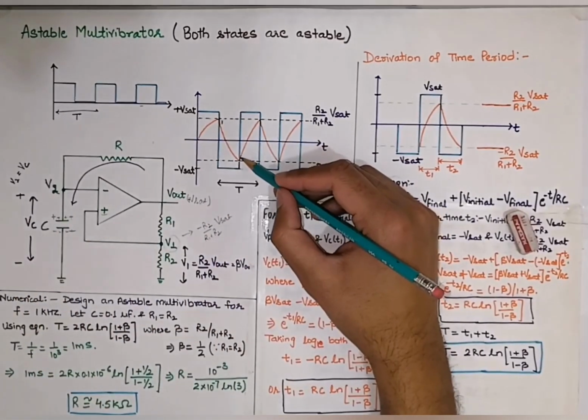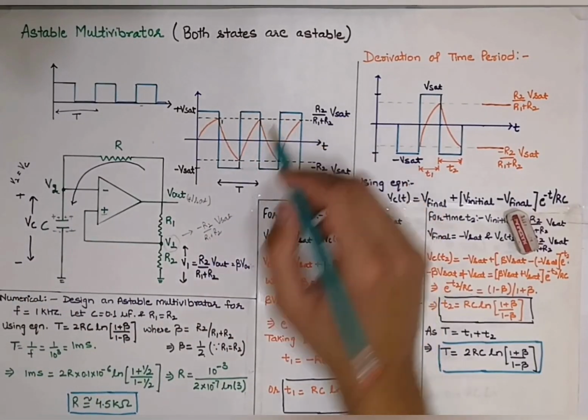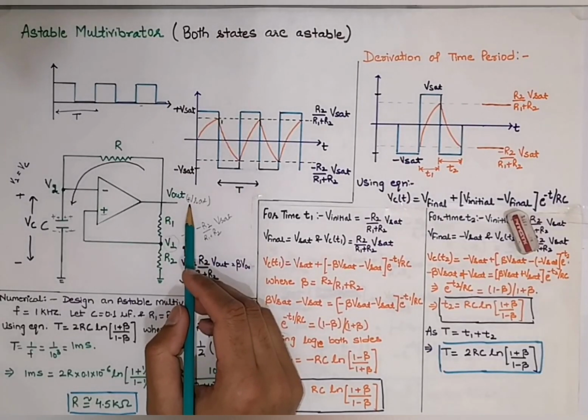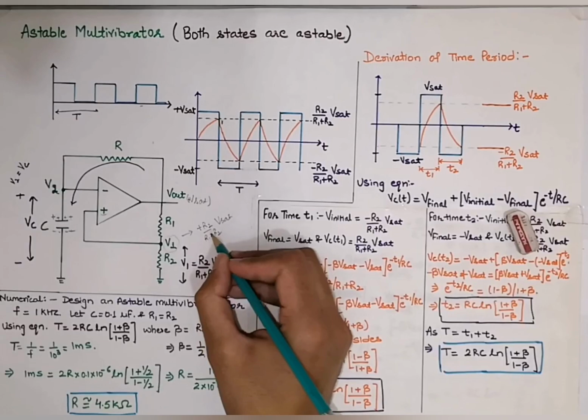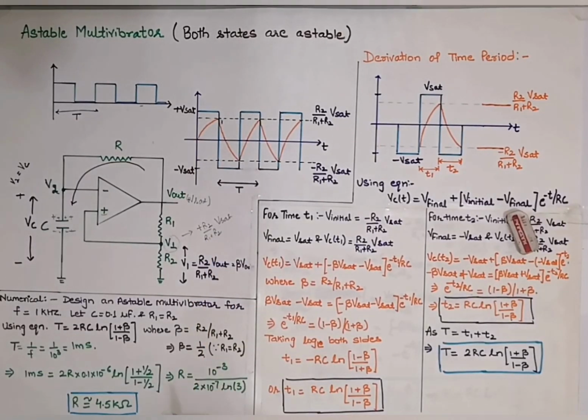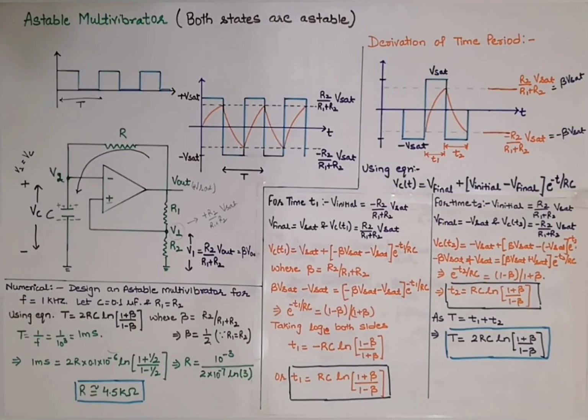So you can see here the capacitor has now started building, and also at the moment it has switched to positive V saturation, the voltage at V1 will now be positive R2 upon R1 plus R2 of V saturation, and this process continues. Now next is the derivation of the time period.